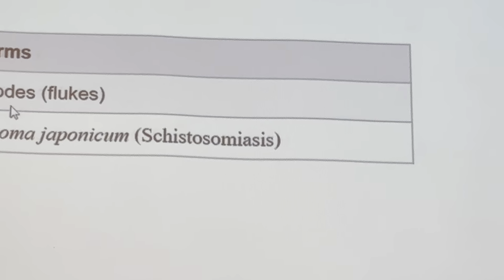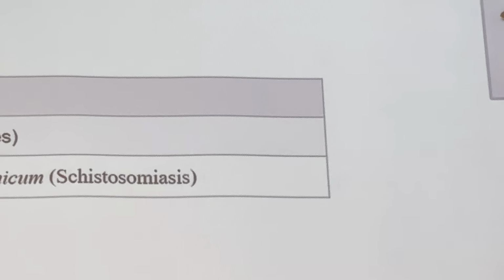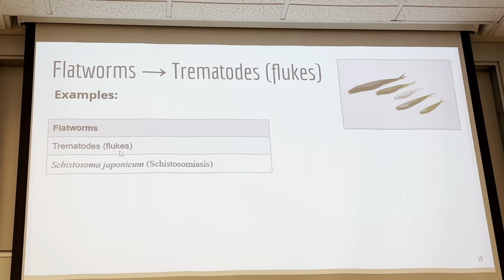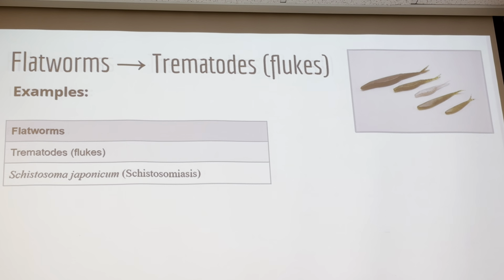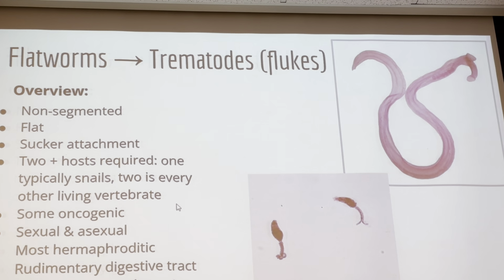So schistosoma is a more common one. I'll show you a picture of it. But these are also called flukes. So unfortunately, they have two names, flukes or trematodes. They can look like these little fishy things, or they can just look like a big flat thing. I'll show you another picture of what those look like. If it's flat, it's a flatworm. If it's round, it's a roundworm.